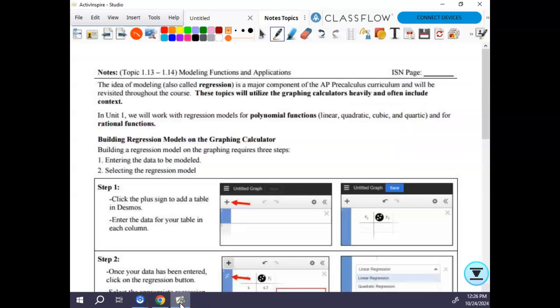All right, this is going on page 46 when we're done. And we are moving into regression.